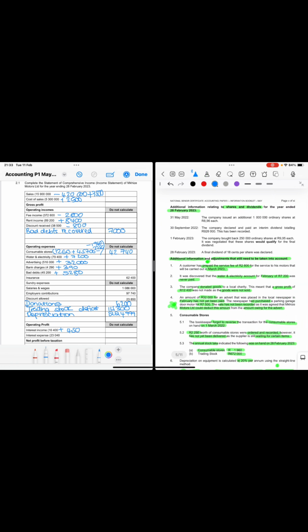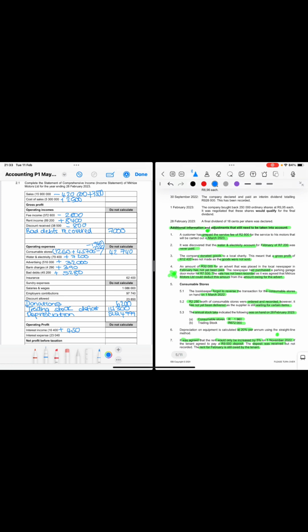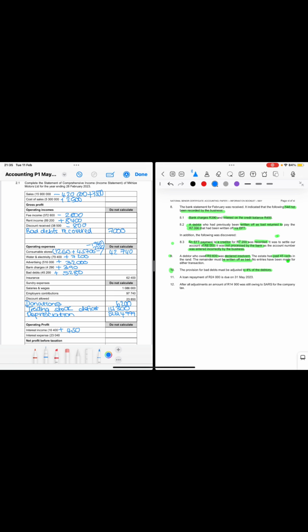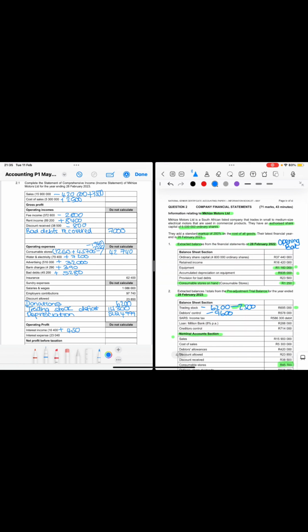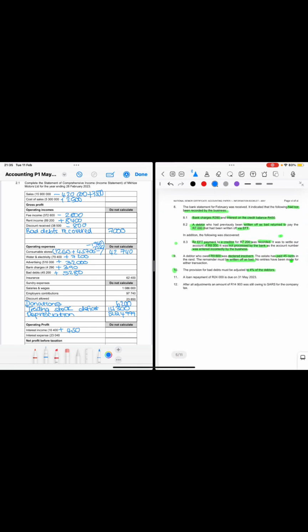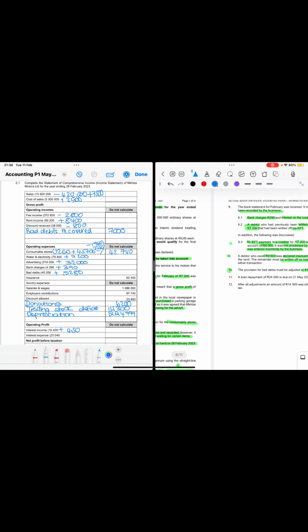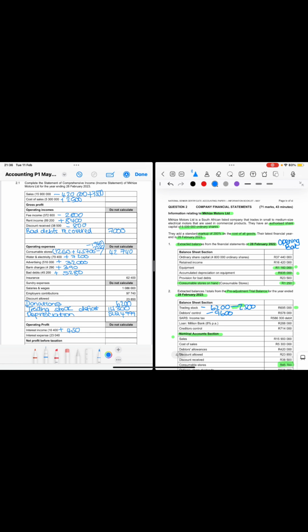So going to debtors control, we're minusing 9,600. Let's see if there's anything else that affects debtors control. Okay, no other transaction is affecting our debtors control. So we have 570,000 minus the 9,600, and then we multiply that by 4%, and that will give us 22,736, which is the new provision for bad debts.